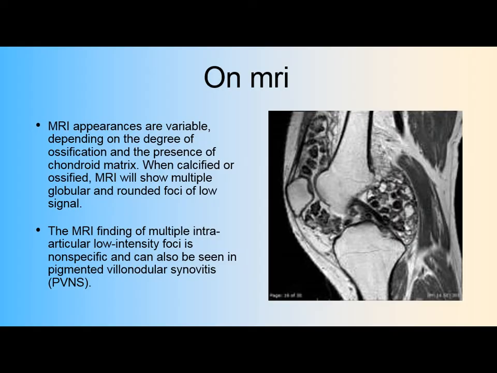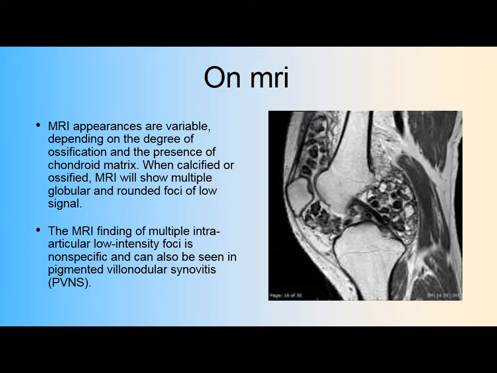But in the MRI, the calcification and mineralization are variable. So the first differential diagnosis in the MRI is pigmented villonodular synovitis. So we can differentiate it as we saw in the last session: the erosion and effusion are more prominent in pigmented villonodular synovitis.